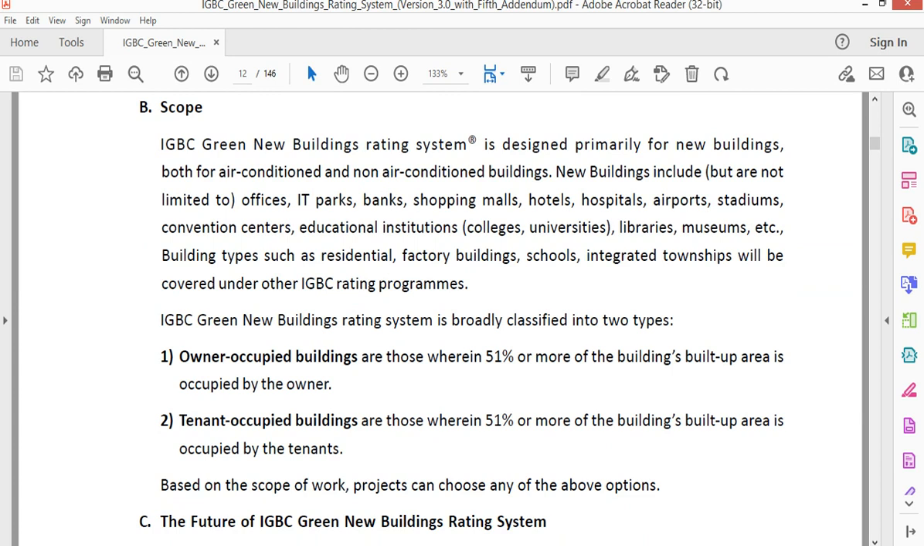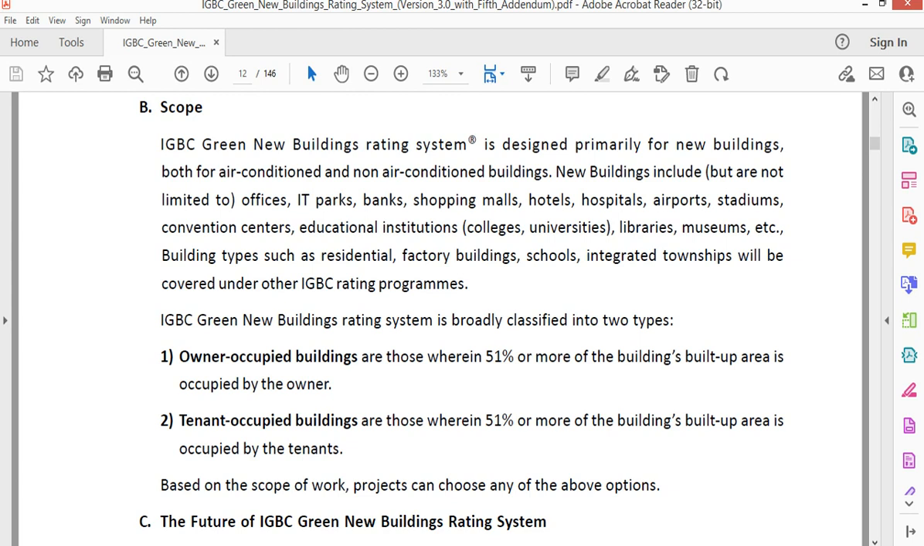Then comes the next topic, which is about the scope of the rating system. So this rating system is primarily designed for new buildings, that is for both air-conditioned buildings and non-air-conditioned buildings. So new buildings actually refers to buildings which are in their construction phase or yet to be constructed. So the examples of various new buildings are offices, IT parks, banks, libraries, museums, and so on.